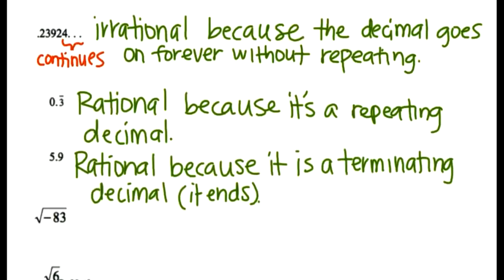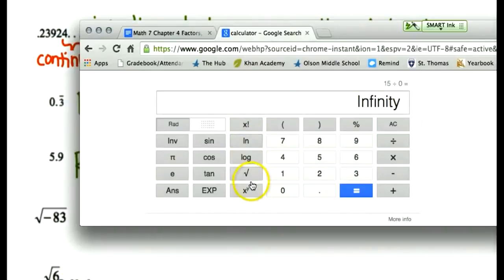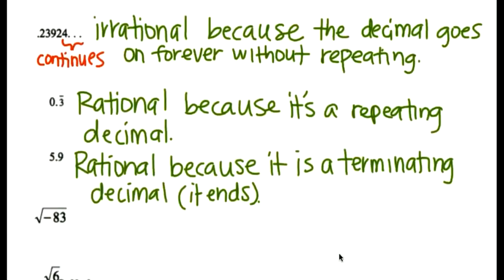The square root of negative 83 needs to be entered into the calculator. So I'm going to type in the square root of negative 83. And what happens is I get an error because I cannot have a negative underneath my square root. So I know that the square root of negative 83 is irrational because of the negative under the square root.